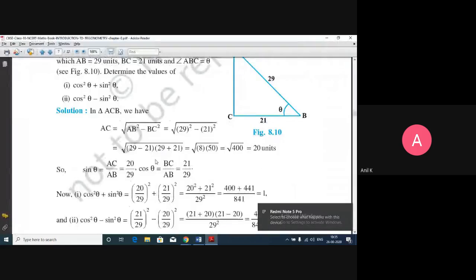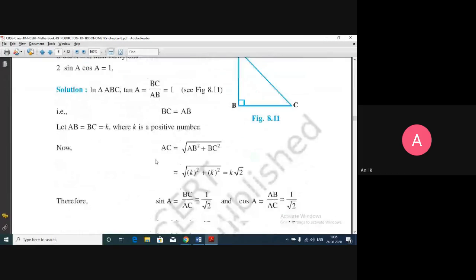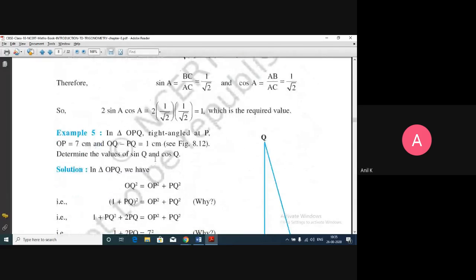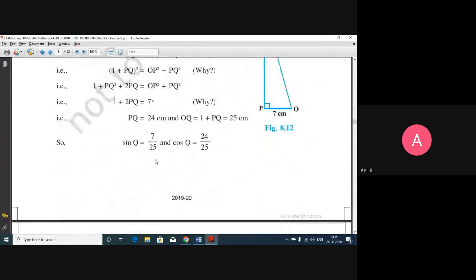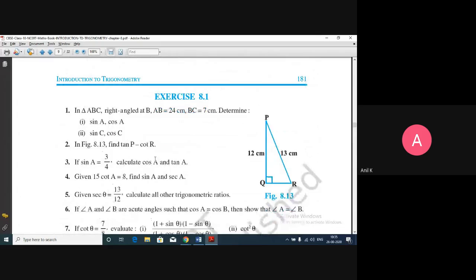So we'll move to the next example, if any is there. I am solving only those questions where I have to find the value. Other questions we'll discuss in the next class. Now if I go to exercise 8.1, there is a right angle triangle ABC, right angle at B, AB is given, BC is given. You have to find the AC value by using the Pythagoras theorem. After finding the AC value, you have to find sine A, cos A, then sine C, cos C.